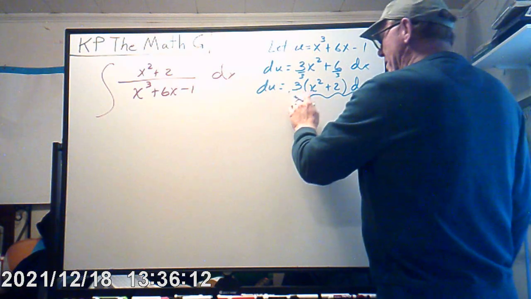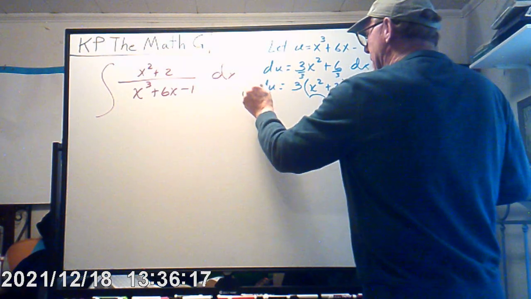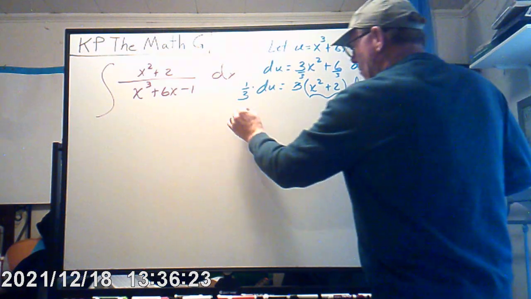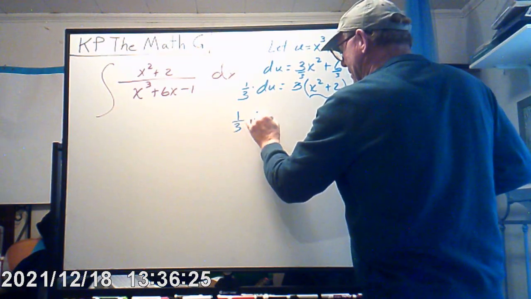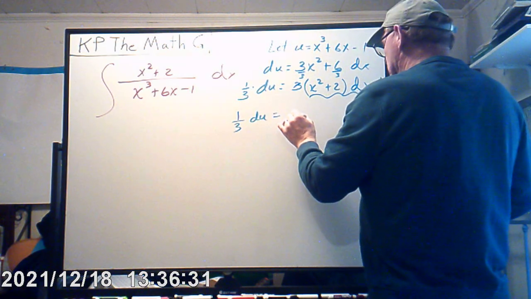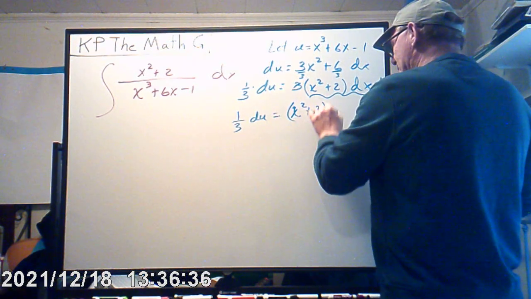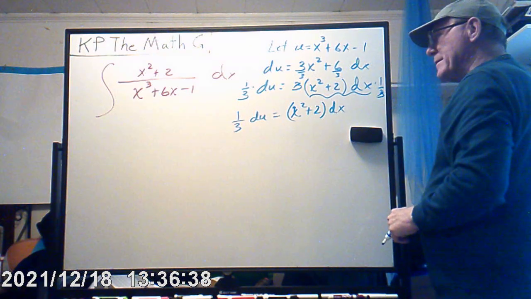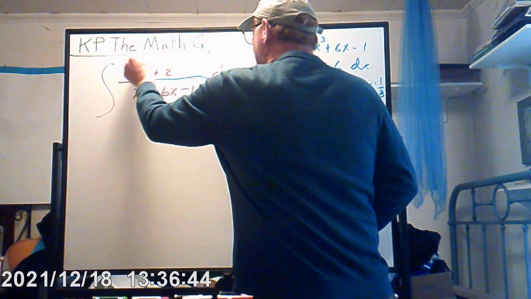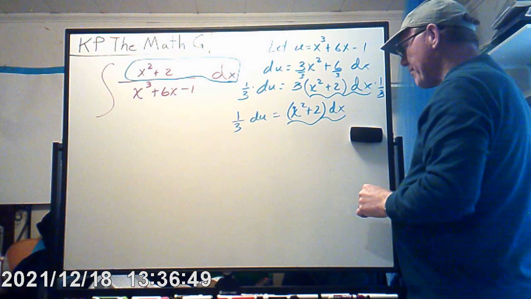So that just means that if I multiply both sides by 1/3 and get rid of that 3, so 1/3, okay, that's gone now. And so 1/3 du, or du over 3, whatever you want to do, is equal to x squared plus 2 dx. And isn't that what I have here? I have all of this right here. That's what I have, don't I? That's pretty nice.